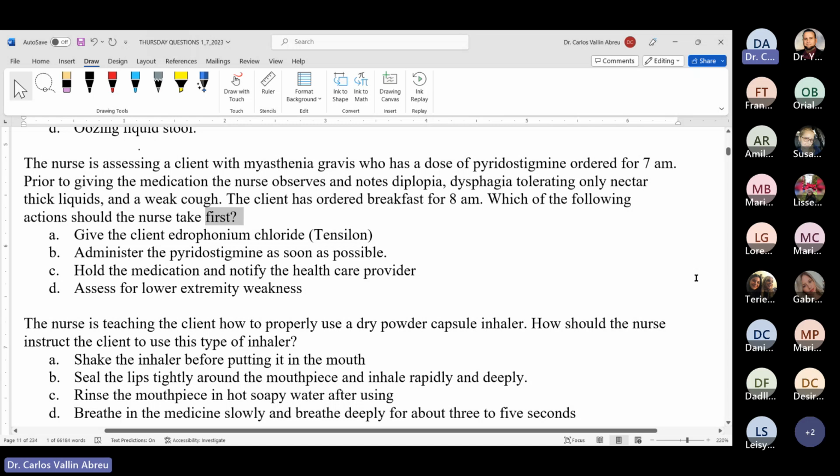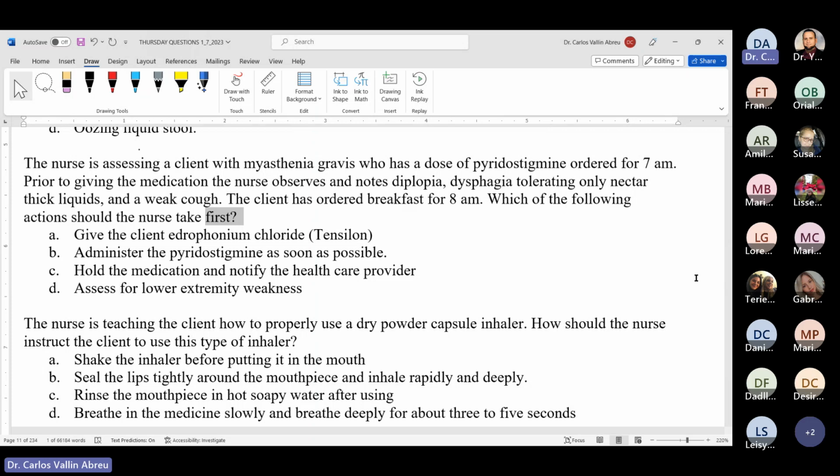Give the client edrophonium chloride 10 milligrams. Administer the pyridostigmine as soon as possible. Hold the medication and notify the healthcare provider. Assess for lower extremity weakness. What would you answer in this scenario?